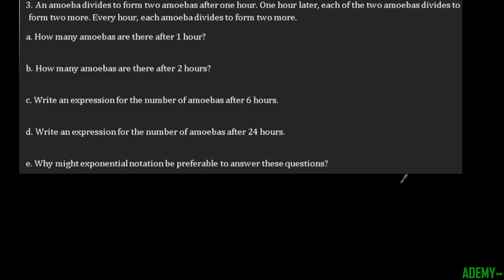Moving on, it says an amoeba divides to form 2 amoebas after 1 hour. Then 1 hour later, each of the 2 amoebas divides to form 2 more. And it says every hour, each amoeba divides to form 2 more. So it's almost like we're saying we have 2 to the power n for this. And for that first one, how many amoebas are after 1 hour?